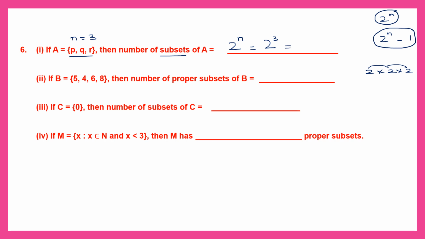So what is our answer? 8. The number of subsets will be 8. We don't have to write down all the subsets and then count. You can use the formula and find the answer.